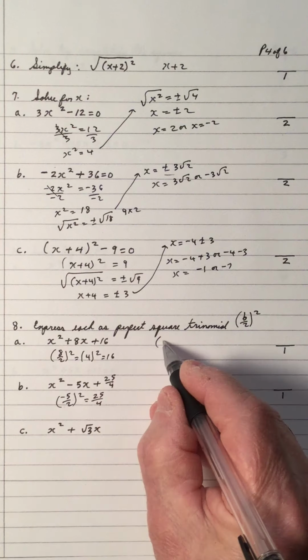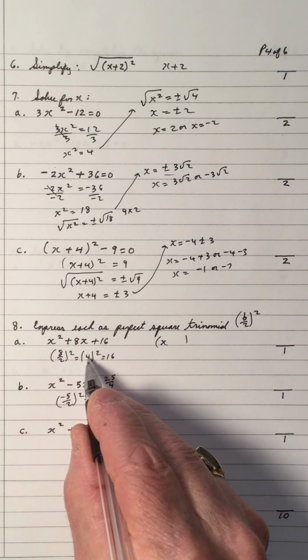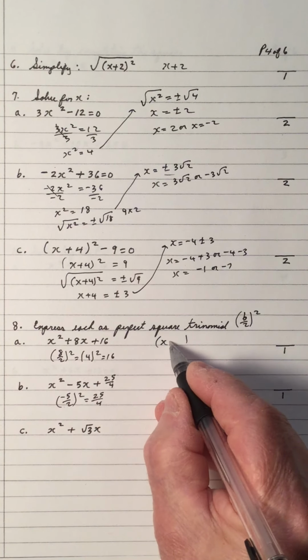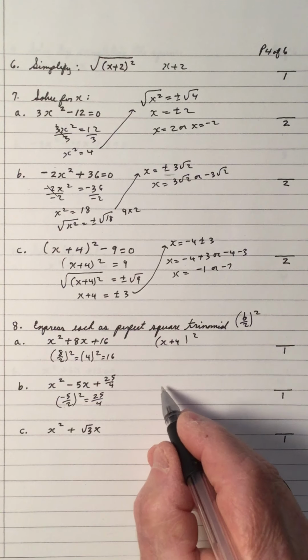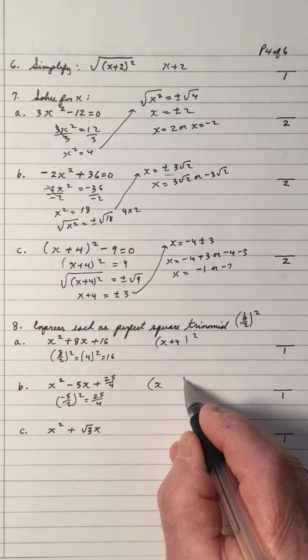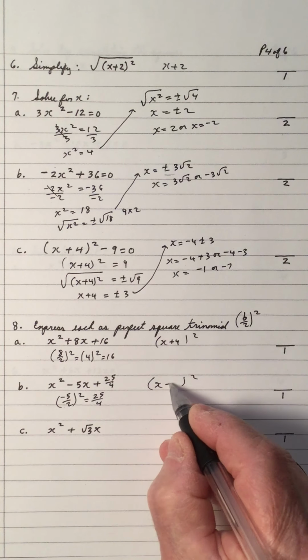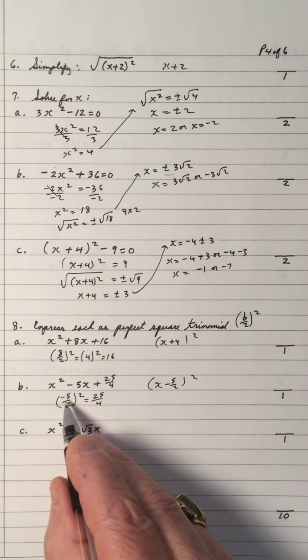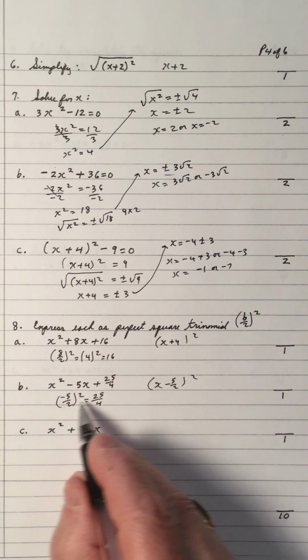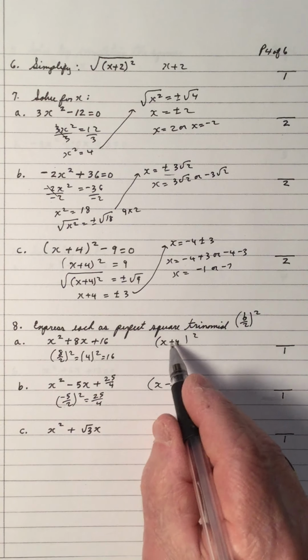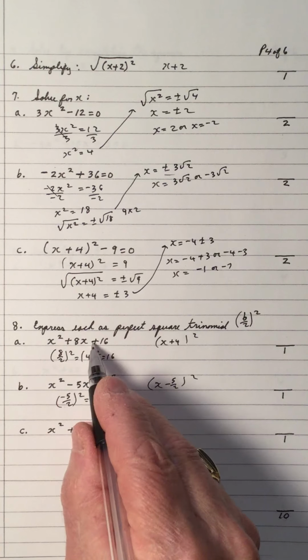This is x squared, this is an x. And what was this number before we squared it? Plus 4. And this one is an x. And what was this number before we squared it? A negative 5 over 2. So we go x minus 5 over 2 squared, we'll get this trinomial. x plus 4 squared, we'll get this trinomial.